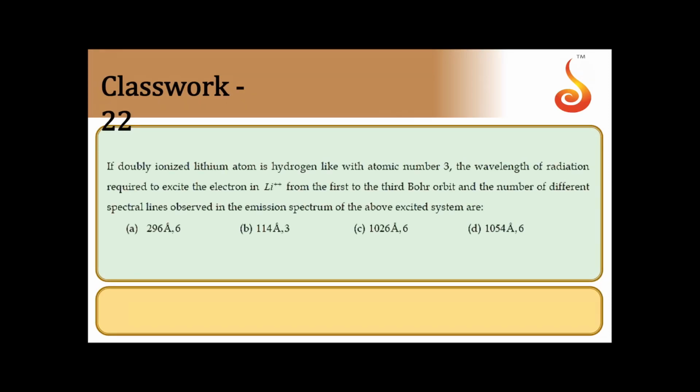If doubly ionized lithium atom is hydrogen-like with atomic number 3, the wavelength of radiation required to excite electron in lithium 2+ from first to the third Bohr orbit, and the number of different spectral lines observed in the emission spectrum of the above excited system are. So first you need to calculate in doubly ionized lithium atom what is the wavelength of radiation required to excite electron from ground state to the third Bohr orbit. Then how many spectral lines will be emitted when it comes back.